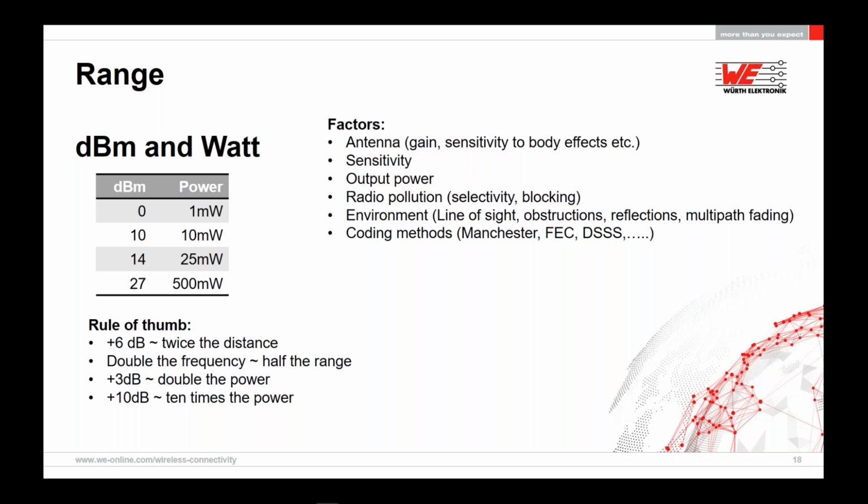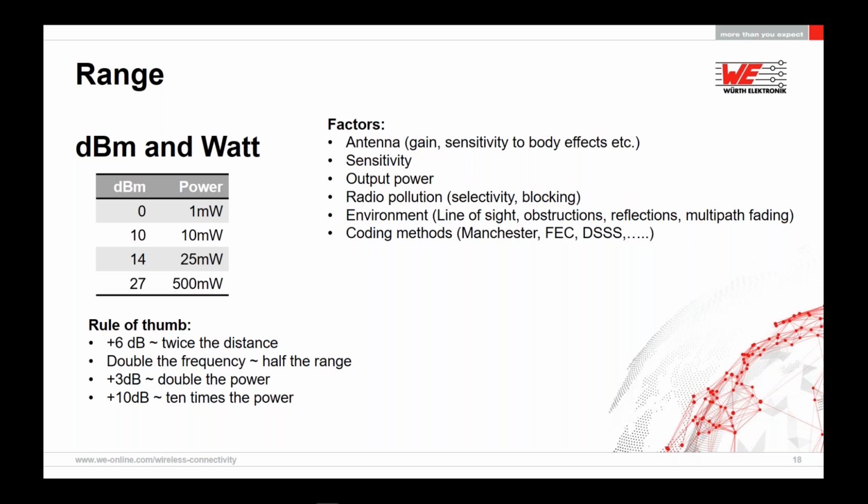On the right-hand side, factors influencing my distance and output. Just as a quick summary, obviously the gain and sensitivity, body effects, and so on of the antenna. The output power obviously plays a role, but we are limited by law.